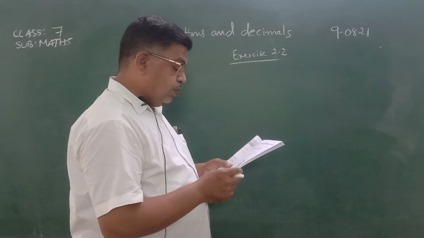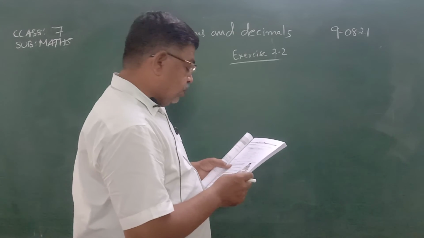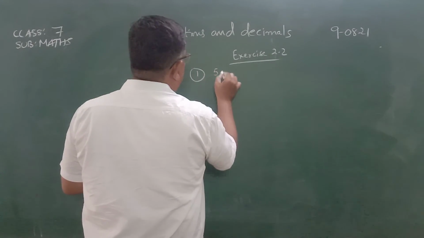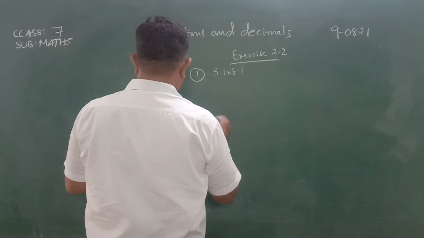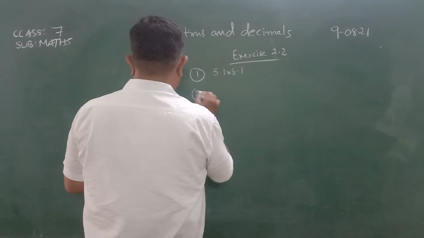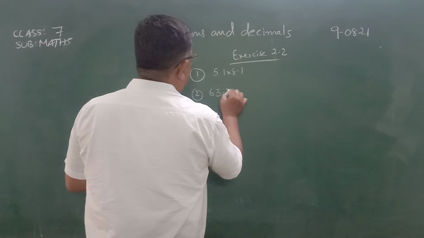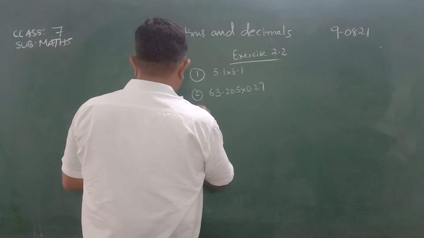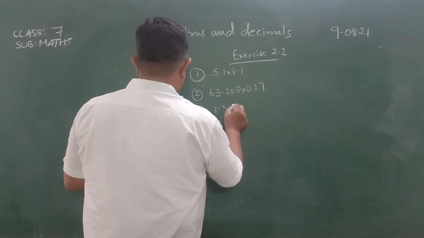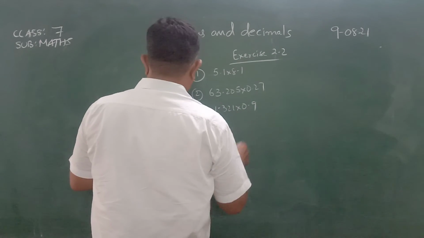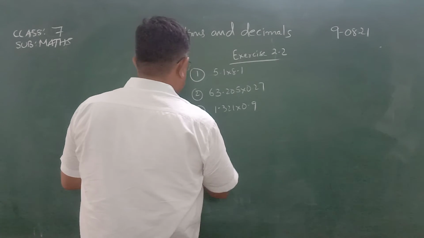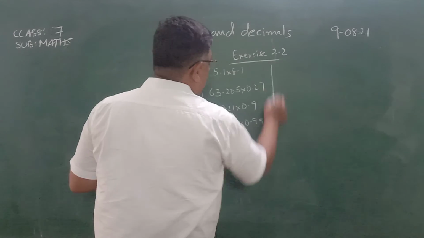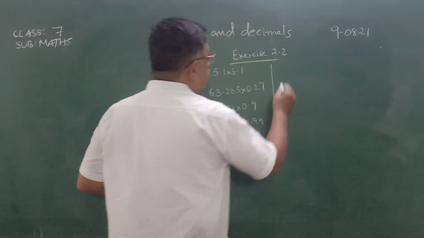Find the product. I will do one problem for you, that is the fifth problem. The rest you have to try as homework. First one, 5.1 into 8.1. Try the first four problems as homework. Second one, 63.205 into 0.27. Third one, 1.321 into 0.9. Fourth one, 6.51 into 0.99. Now I will do the fifth one for you.